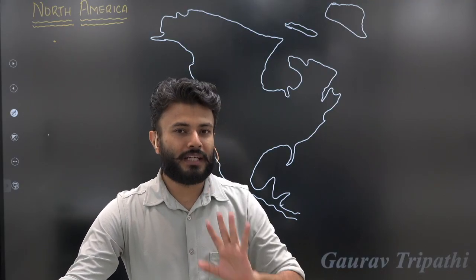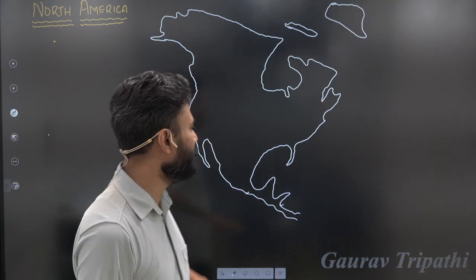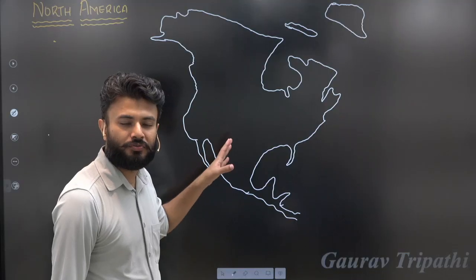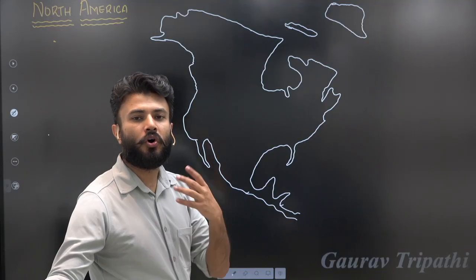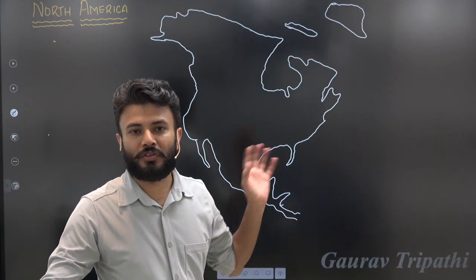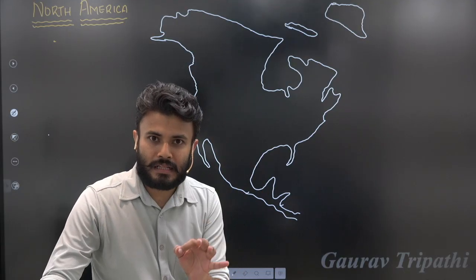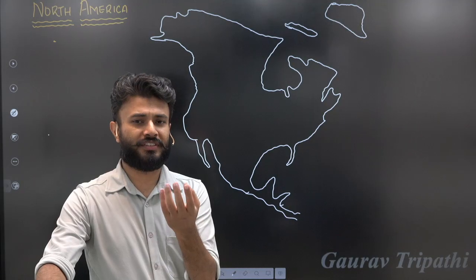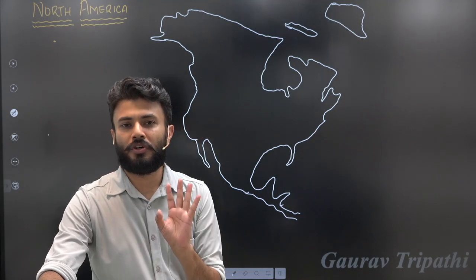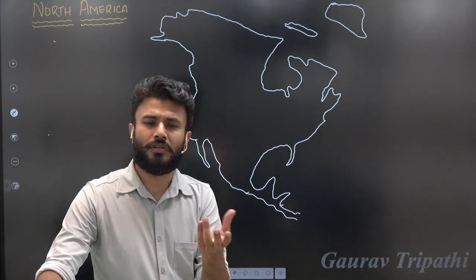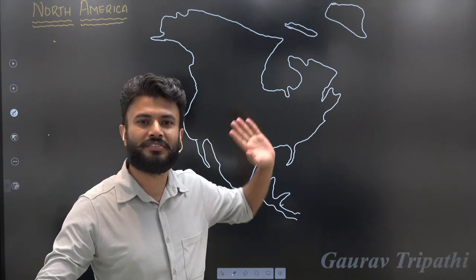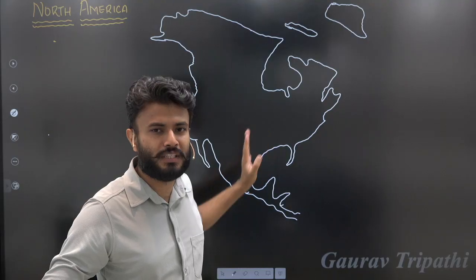So North America is one of the continents. When we see North America, first of all we need to understand which countries are present in it. Primarily, on the basis of size, there are three most dominant countries, and of those, two are the most dominant. One is Canada and one is the US. Along with them, there is Mexico.